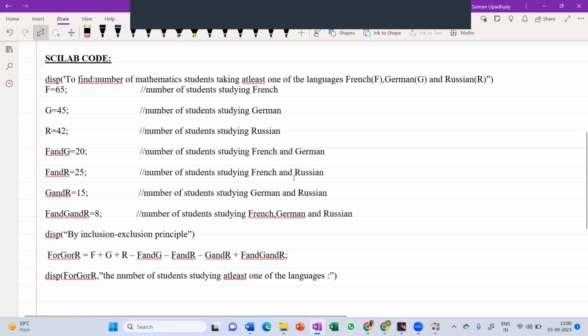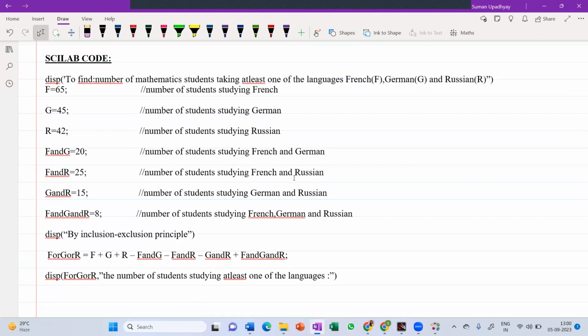So see, here is the code. If you see the code, first line, where is the first line? Here is the first line, which is DISP. We all know what DISP does. DISP prints the output.